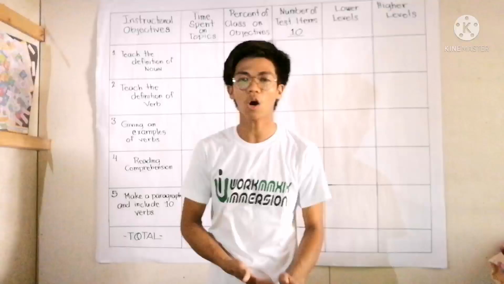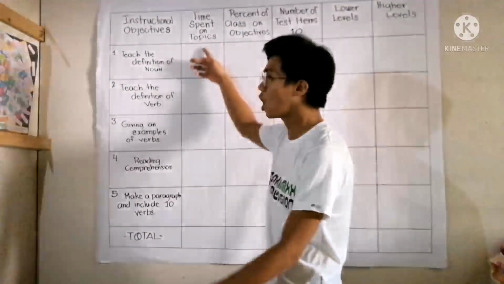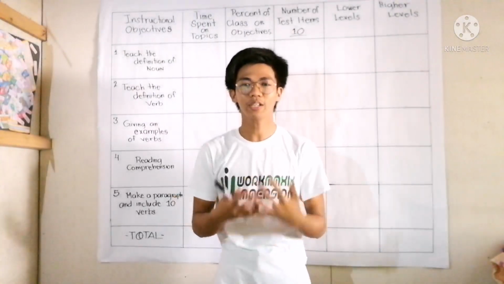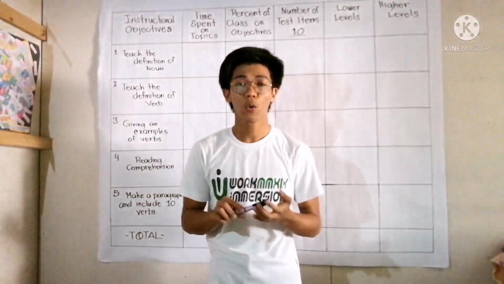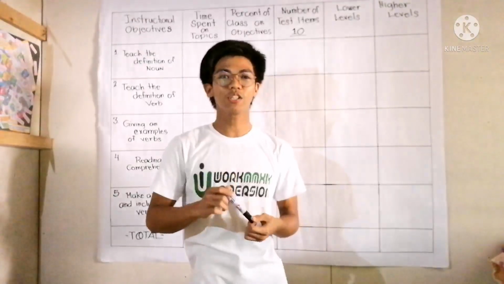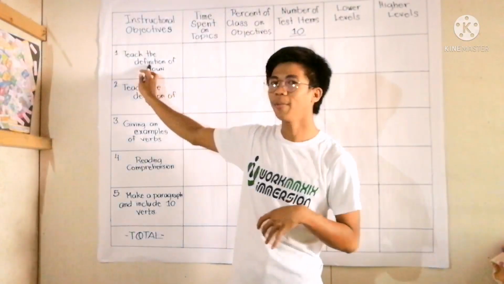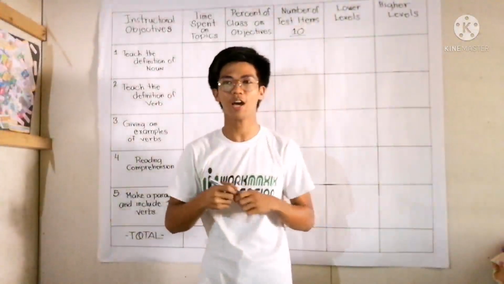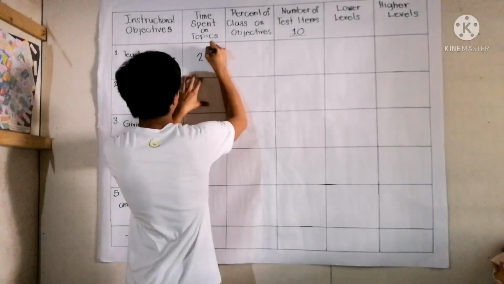So we can move on to the time spent on topics, which is the second column. If we are in a class and our time to teach this whole lesson is just 2 hours or 120 minutes, your time to teach the first objective is 25 minutes. So, we have 25 minutes to teach the definition of nouns. So, I'm going to write 25 here.